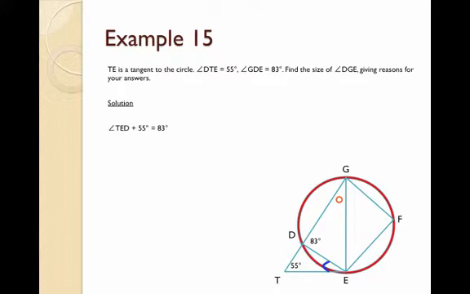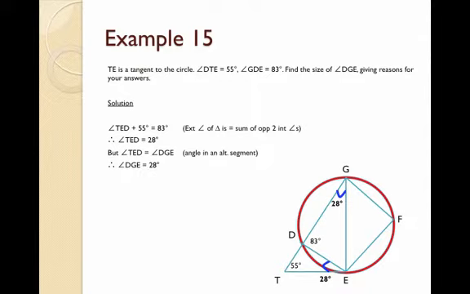Okay, I can see that the 83 degrees is the exterior angle of the triangle DTE, meaning that angle TED plus 55 will equal 83 degrees. Therefore, angle TED is 28 degrees. But angle TED is equal to the angle DGE, the one that we're trying to find, because of our newly found theorem of angles in alternate segment. Therefore, angle DGE is 28 degrees also.